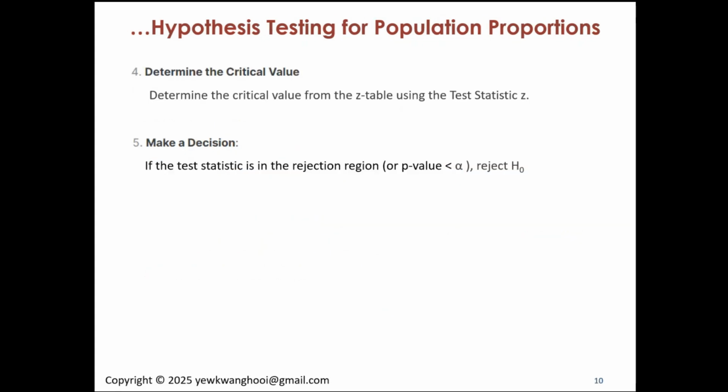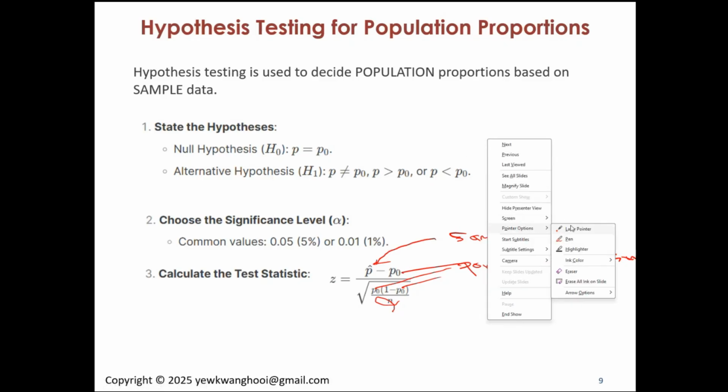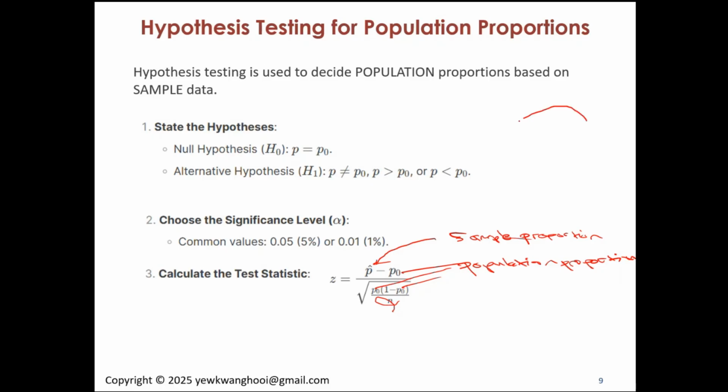Let's say this is the population. Sample is the subset. The question is, is the subset good enough to represent the population? Is the sample's proportion good enough to represent the population proportion? That's why we are doing all these things.